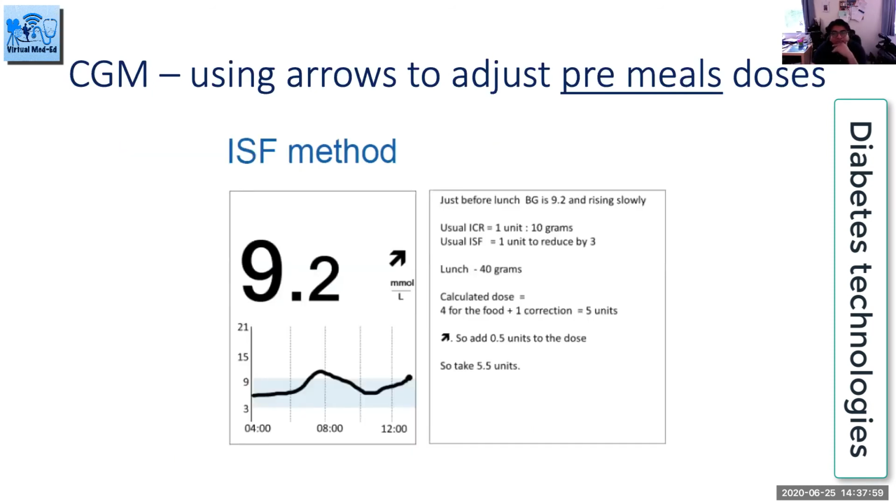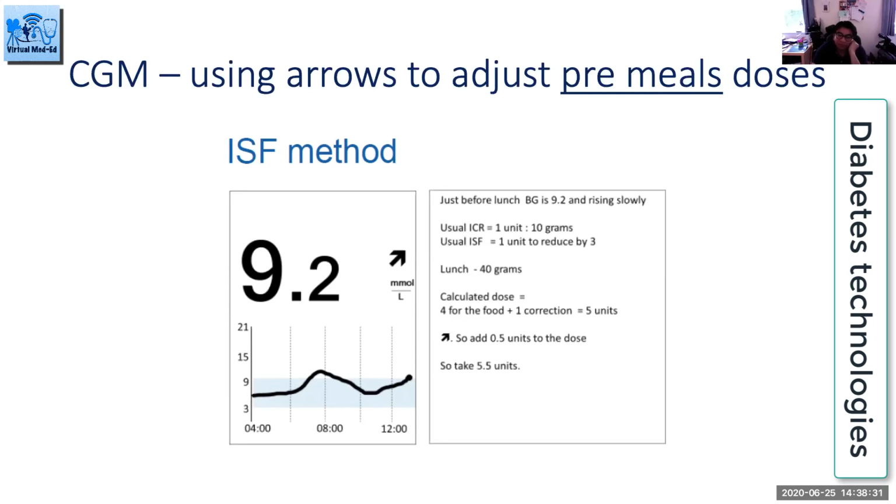So that's just an example for the ISF method. The patient is about to have a meal, sensor glucose is 9.2, and the arrow is pointing at an angle upwards. That means if I'm going to do a correction, I'm going to add half a unit on top of my calculated carb ratio and correction factor. In this case, this patient's insulin to carb ratio is 1 to 10. The correction factor is 3. And he or she is about to take 40 grams of carbohydrate, so that's 4 units.